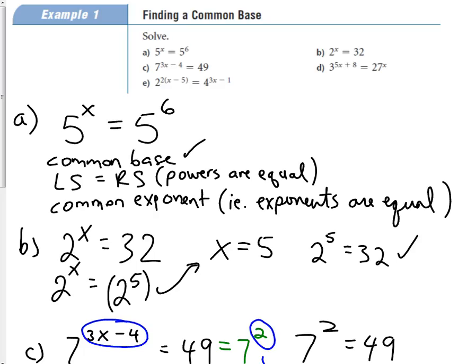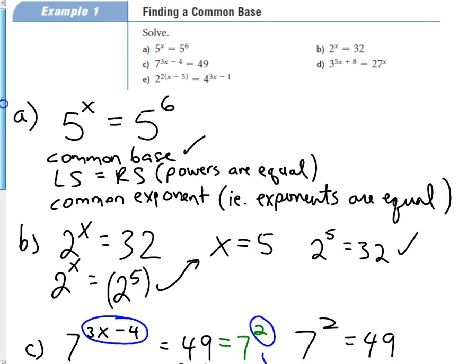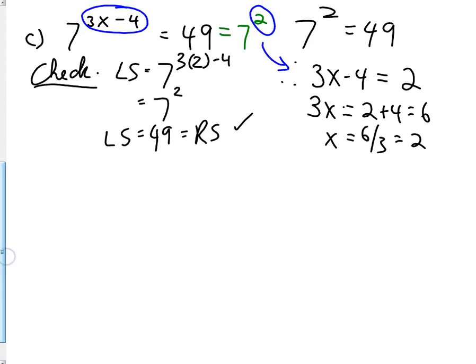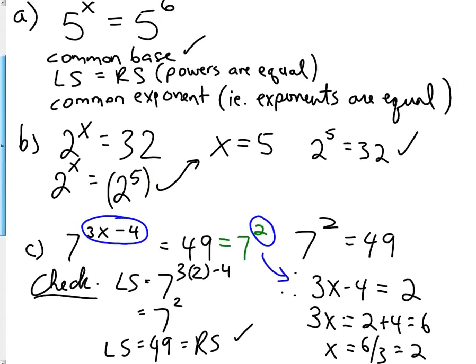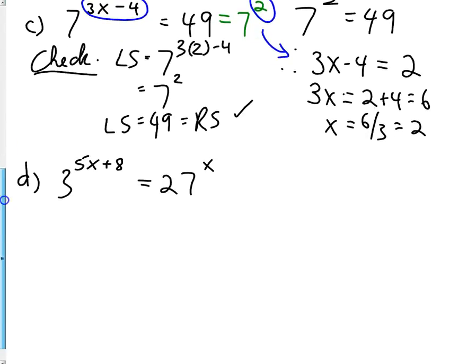So if we look at the remaining questions here, we have increasing complexity. We have 3 to the 5x plus 8 equals 27 to the x. So let's tackle that one. So 3 to the 5x plus 8 equals 27 to the x. Okay, so we actually have an exponent on both sides. So here, I know that 27 is 3 cubed, so I can write that off to the side. That's a fact that I can make use of.